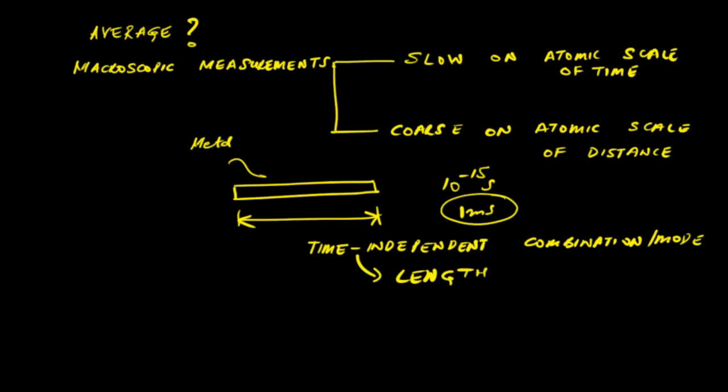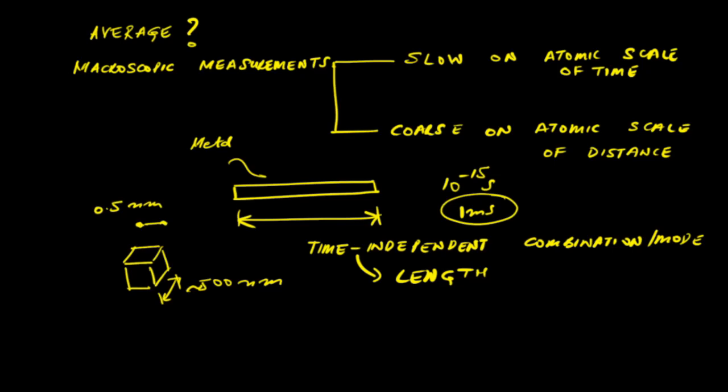So only the time independent variable, which in this particular case is length, remains. Similarly, macroscopic measurements are also coarse on the atomic scale of distance. For example, if we take a measurement with some optical means, then the smallest volume that we are going to probe, let's say a cubical volume, is about 500 nanometers, because that's the typical wavelength of light, and your resolution for optical measurements is limited by the wavelength of light. On the other hand, interatomic distance is about 0.5 nanometers.